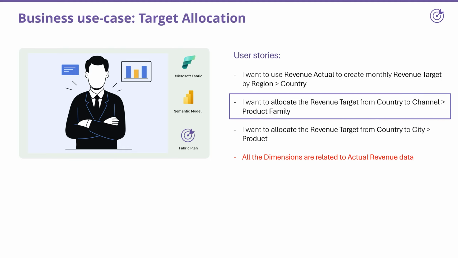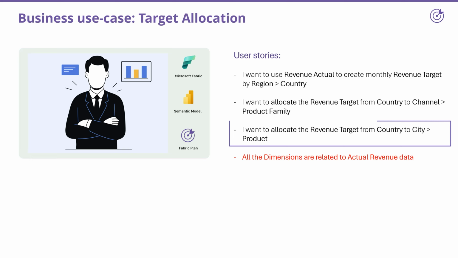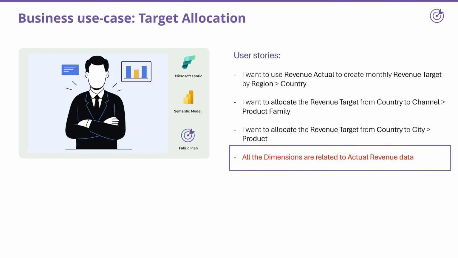Then there'll be another set of team who wants to allocate the revenue target from country to channel and product family. So let's say these are your channel or brand managers. And then finally, you need another app where a different team is going to use the values of the second app and use the revenue target allocated from country to city and product. So let's say this will be kind of an operations team who wants to find out what is the target at product level.